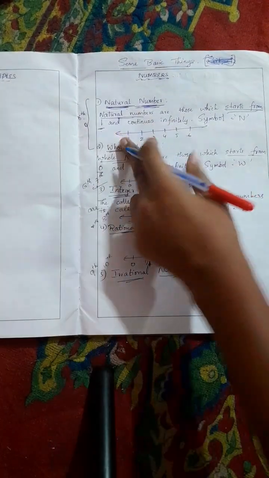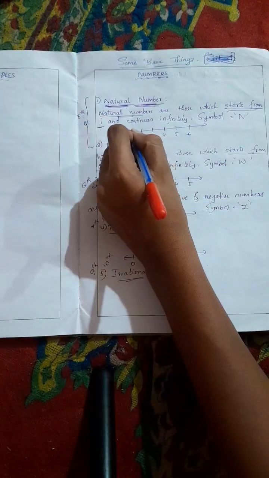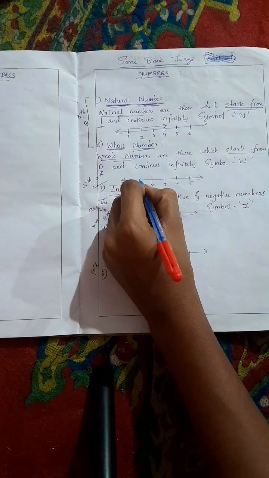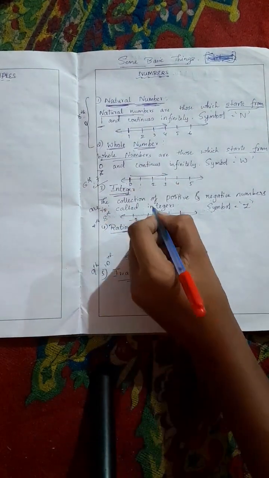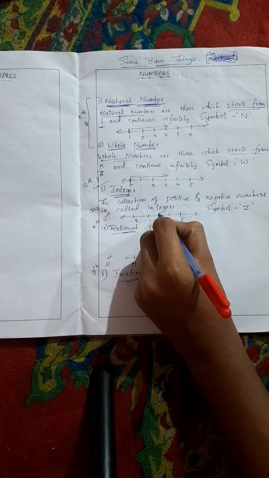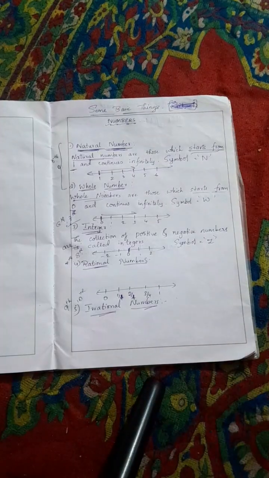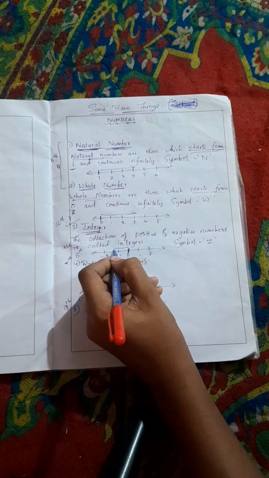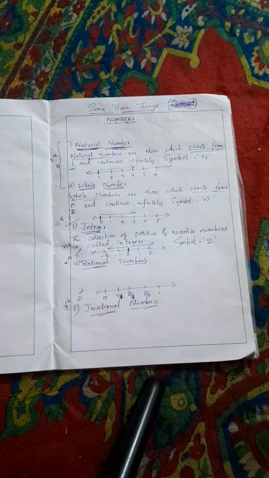Here, natural numbers start from 1 and continue infinitely. Now in whole numbers, 0 is added and it continues from there. But in integers, along with 0, there are negative numbers. In integers, we see that there are positive and negative numbers along with 0.